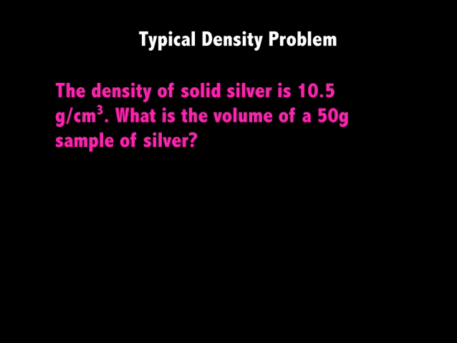So this is what a typical density problem is going to look like on your quiz as well as on the Unit 1 exam. So let's run through it real quick. The density of solid silver is 10.5 grams per cubic centimeter. So there's that slash unit. That tells you that it's a density. What is the volume of a 50-gram sample of silver?